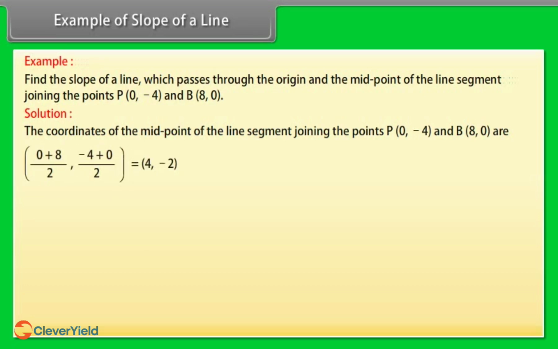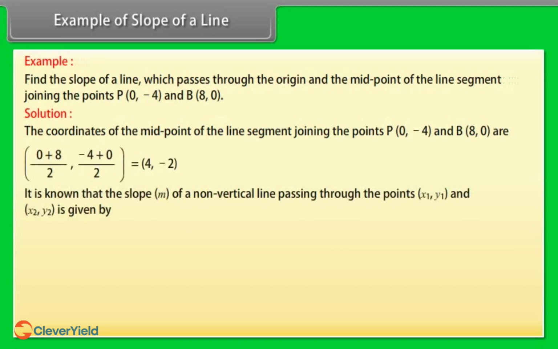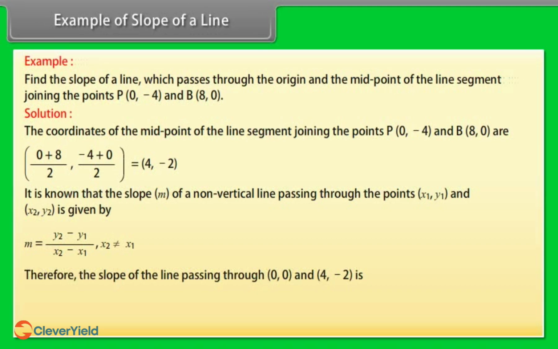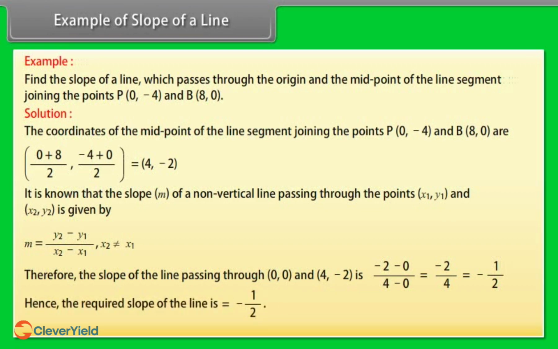(4, −2). It is known that the slope, that is m, of a non-vertical line passing through the points (x1, y1) and (x2, y2) is given by m is equal to (y2 − y1) by (x2 − x1), x2 is not equal to x1. Therefore, the slope of the line passing through (0, 0) and (4, −2) is (−2 − 0) by (4 − 0) is equal to −2 by 4 is equal to −1 by 2. Hence, the required slope of the line is −1 by 2.